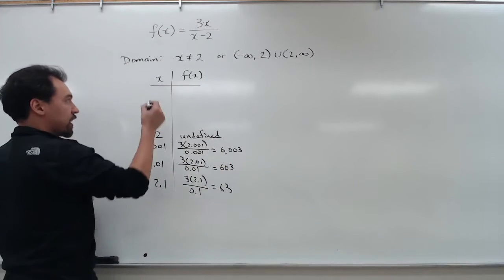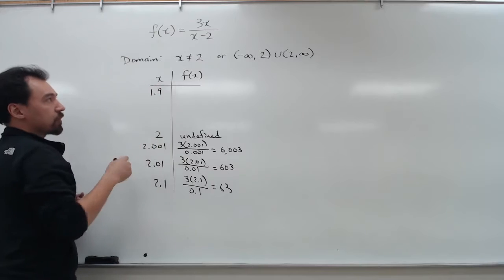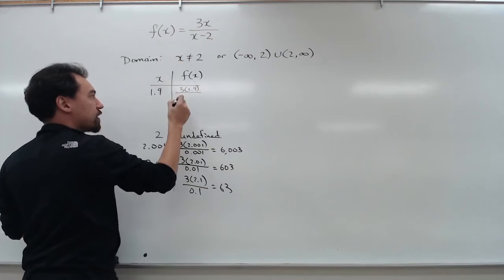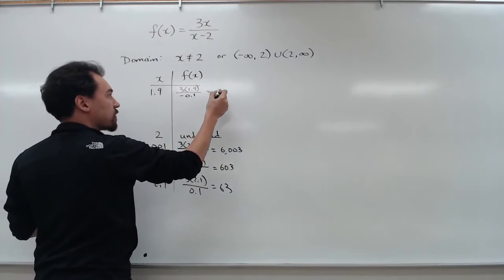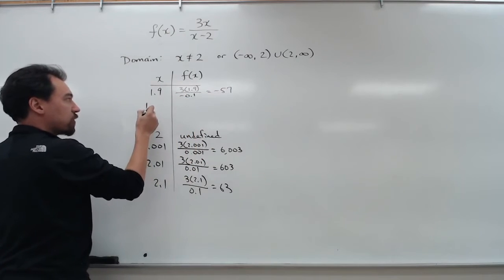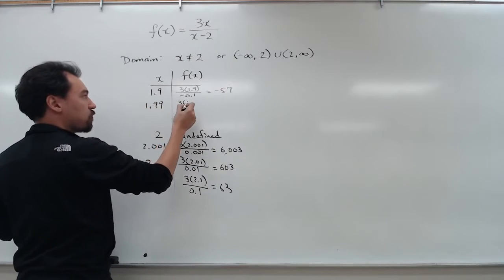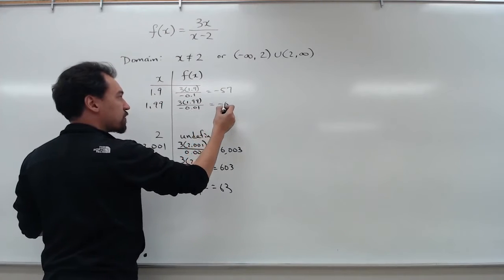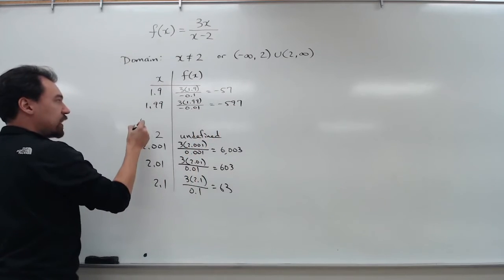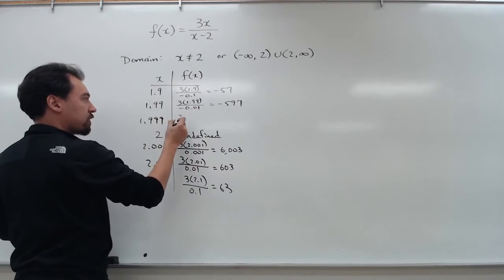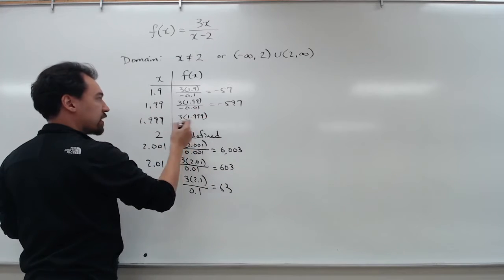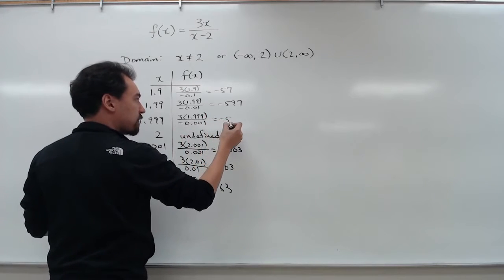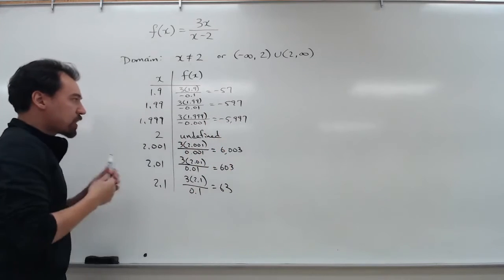Let's try this time smaller than 2, but close to 2. We'll say 3 times 1.9 divided by 1.9 minus 2, which is negative 0.1. That result is negative 57. Then we get closer to 2: 3 times 1.99 divided by negative 0.01. The answer is negative 597. Even closer to 2, we have 3 times 1.999 divided by negative 0.001. The answer is negative 5,997.